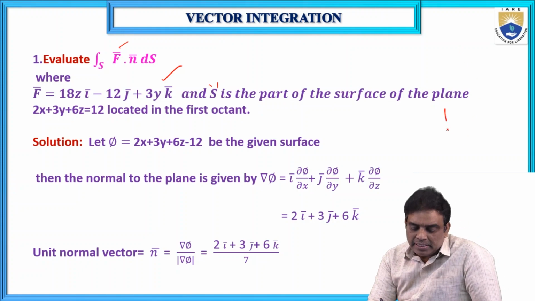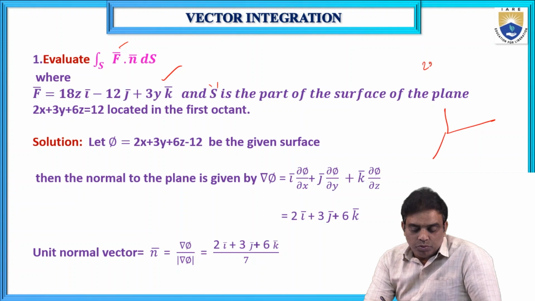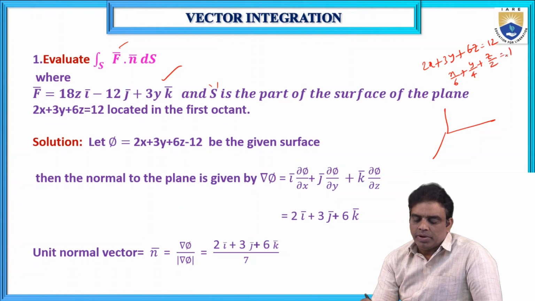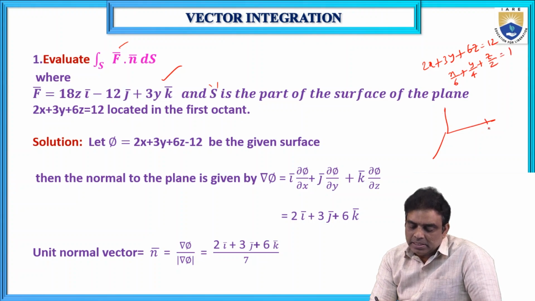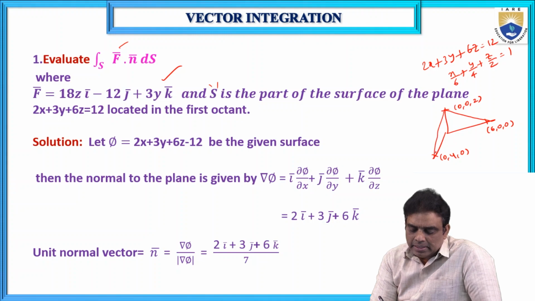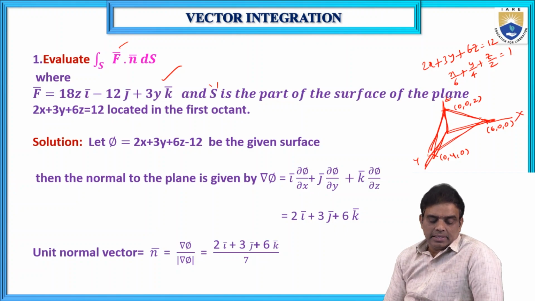The plane equation is 2x plus 3y plus 6z is equal to 12. Or you can write this plane as x by 6 plus y by 4 plus z by 2 is equal to 1. So the x-intercept is (6, 0, 0), the y-intercept is (0, 4, 0) and the z-intercept is (0, 0, 2). This is the three-dimensional x-axis, y and z. On arranging the plane like this, this is the surface.